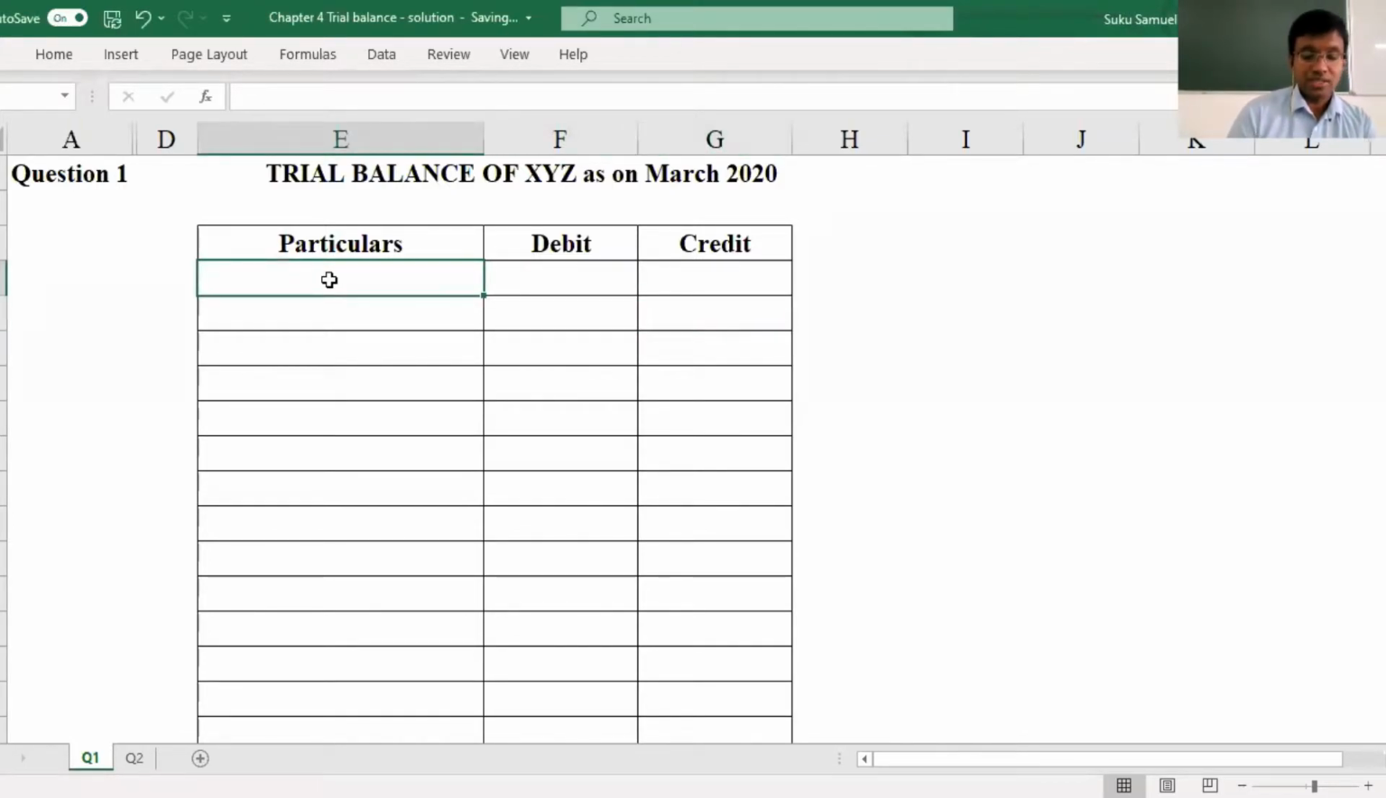Let's look at the question. The first item that we have is bank. What does bank signify? Bank signifies cash that we have in the bank. Please remember, cash that we have in the bank is an asset for us.